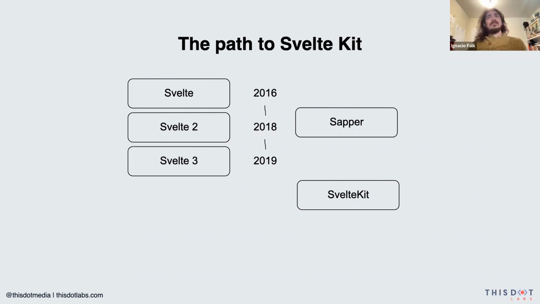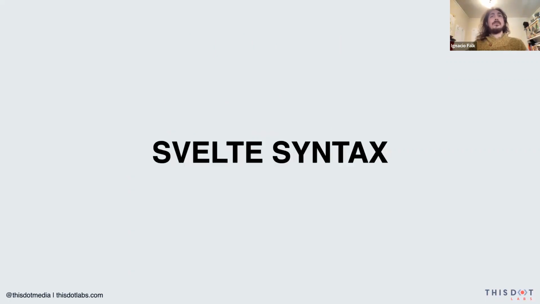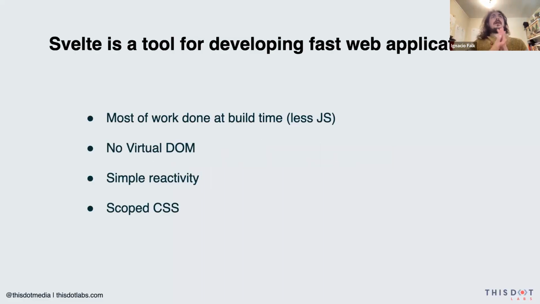Before we dive into SvelteKit, I like to talk about Svelte and the Svelte syntax. What is Svelte? Well, Svelte is a tool for developing fast web applications, and what is important to understand about Svelte is that it's compiled. So most of the work is done at build time, and then you deliver less JavaScript, which is very important in how you write Svelte components and what you expect to be shipping. There's no virtual DOM. The code is compiled to JavaScript that will do modifications directly to the DOM, and very precise modifications, depending on what has been changed.